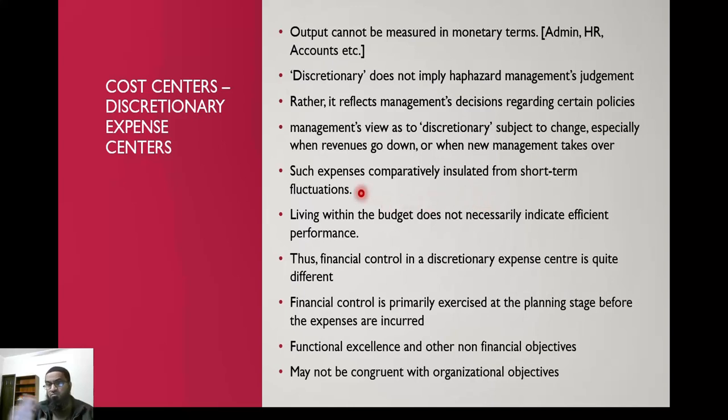So whether your production is more or less, whether your sales are more or less, your accounts department budget, your labor HR department budget will not get affected. And the important thing for the performance evaluation is this point: living within the budget does not necessarily indicate efficient performance.